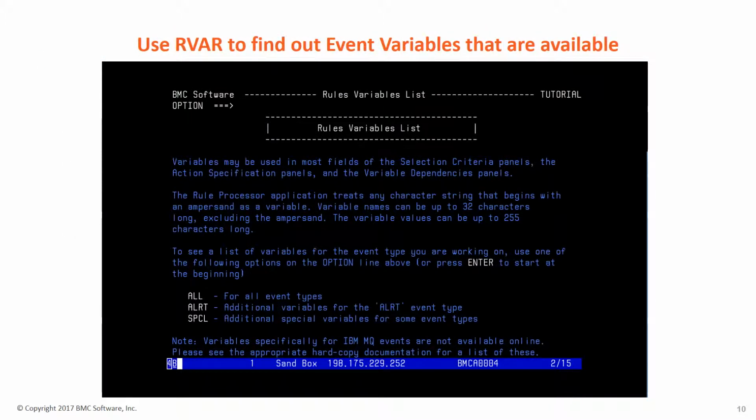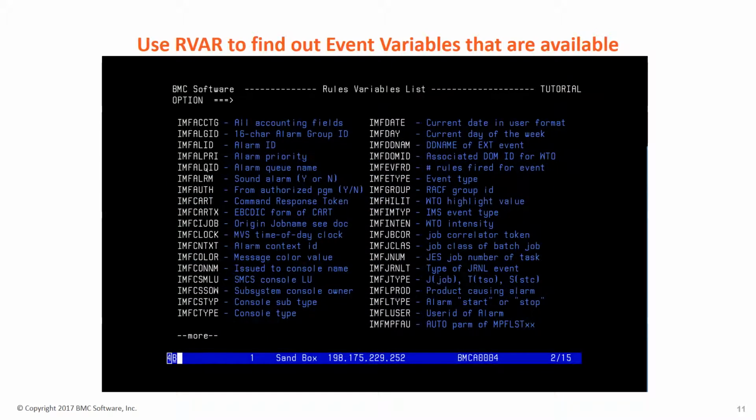If you want to find out which event variables are available, you can use the RVAR command in AutoOPERATOR. And here we'll see the list of the variables that are available for the events. This is only a partial list. If you continue down, there will be many, many more of these event variables available.